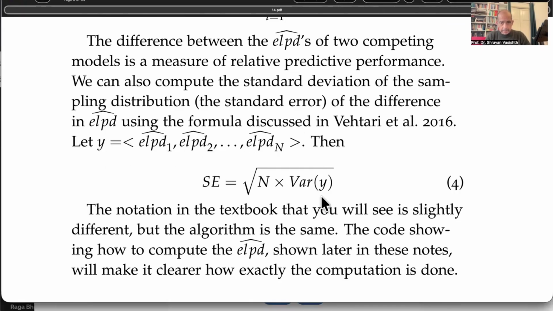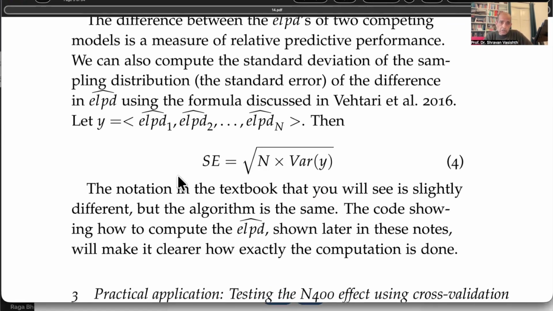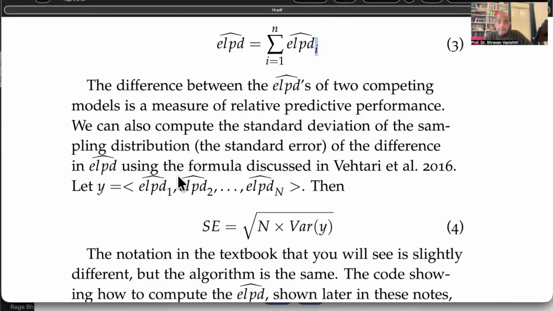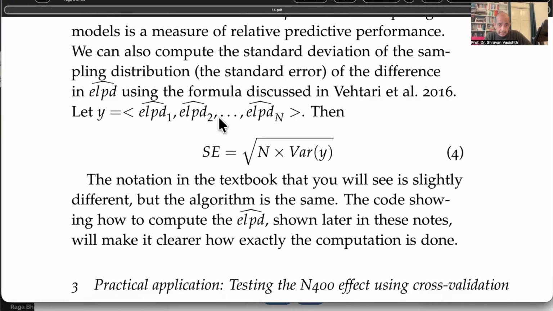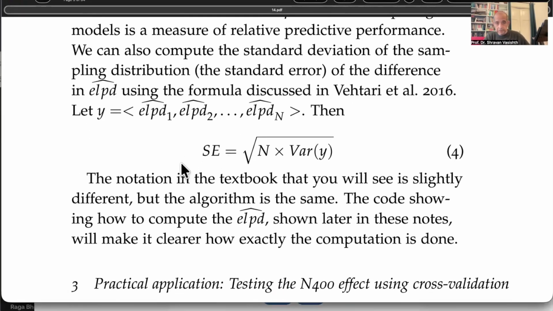Let's say it's called y. We'll compute the variance of those values, multiply by the number of held out data points that we have, and take the square root of that. Right. So the derivation for this just relies on random variable theory, and this gives us a standard error of the ELPD estimate, this one here. So we get something like a mean here and something like a standard error here, okay? So then you can do your inference based on that.